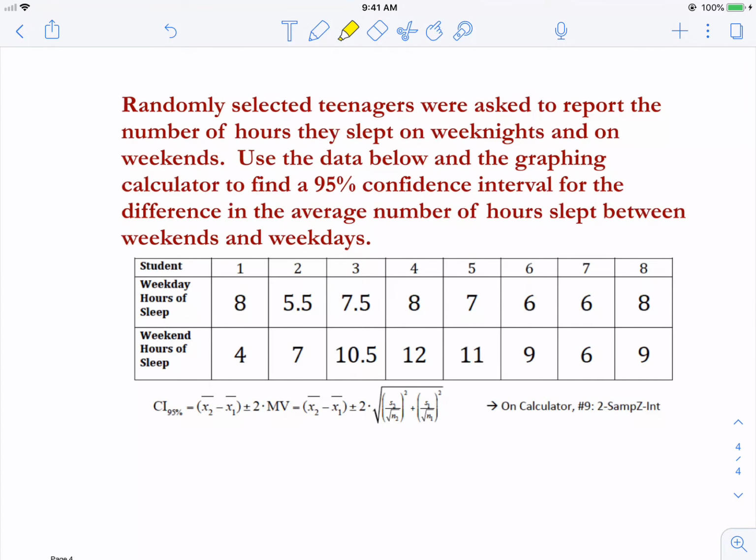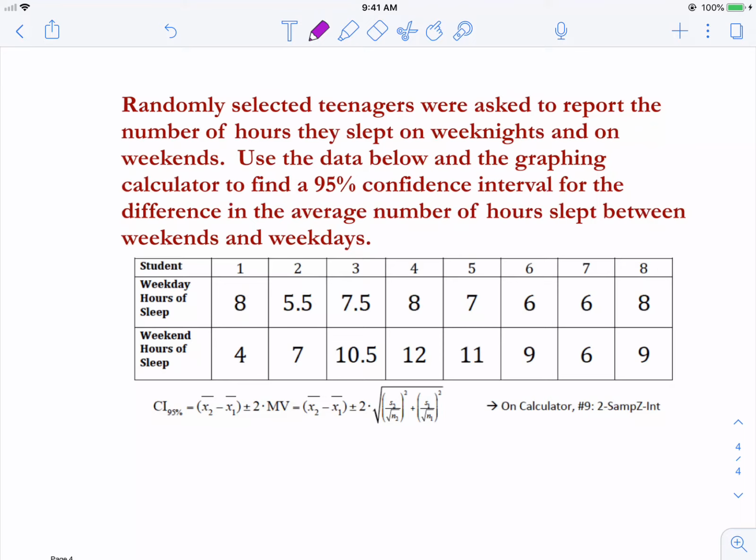And this one says, randomly selected teenagers were asked to report the number of hours they slept on weeknights and on weekends. Use the data below and the graphing calculator to find a 95% confidence interval for the difference in the average number of hours slept between weekends and weekdays. So this one's a little bit different, and now that we're given the raw data, we are making a comparison between weekdays and weekends. So we have two different means.